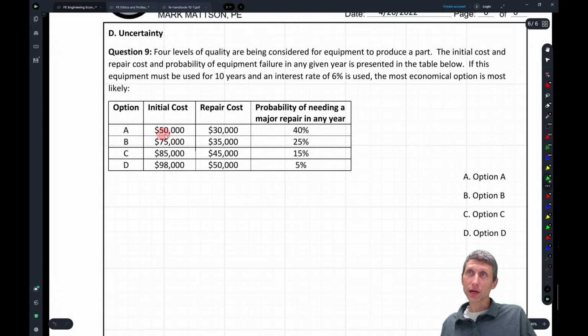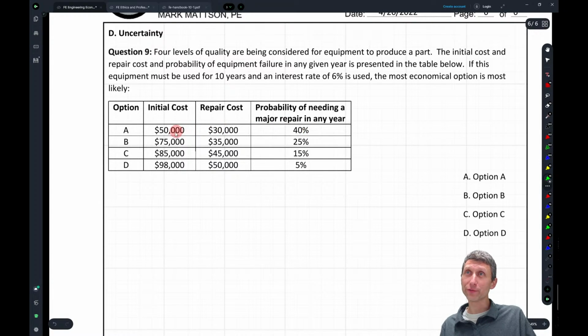But we have an initial cost of $50,000, a repair cost of $30,000. So even if you have to buy the thing and repair it, you're still cheaper than the more expensive version. But where's the difference? The difference is the cheap one's going to fail 4 out of the 10 years essentially, right? There's a 40% chance of failure.